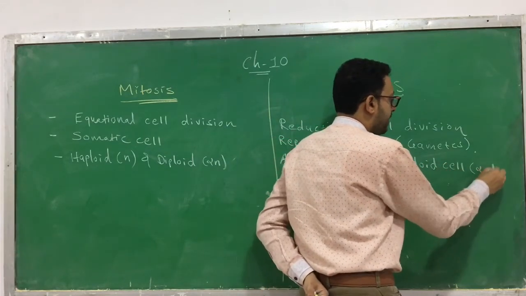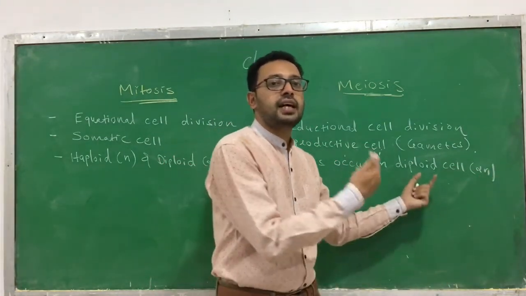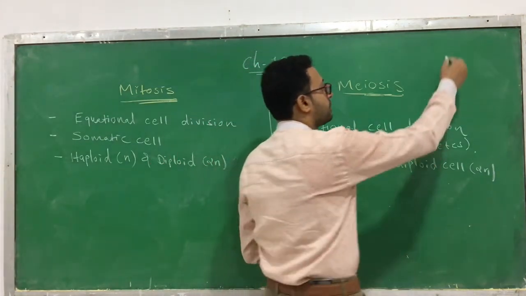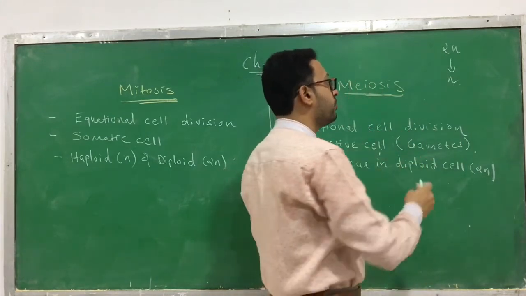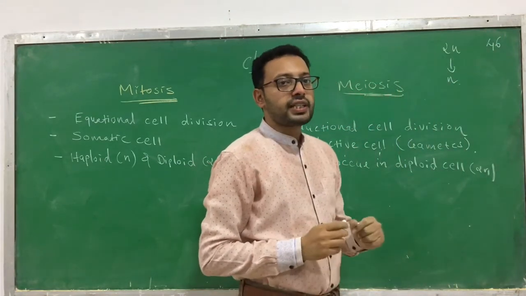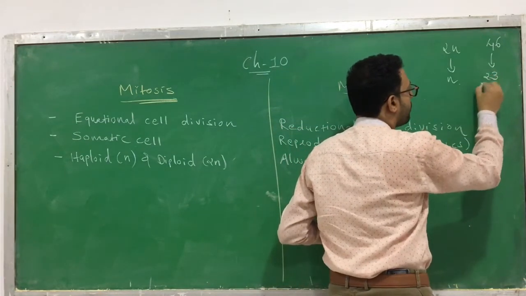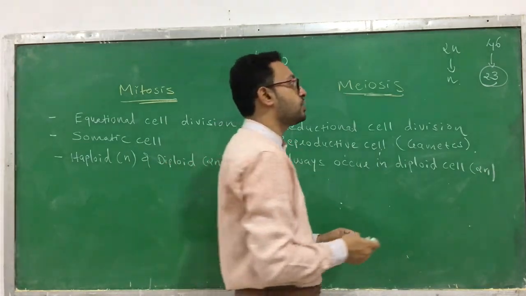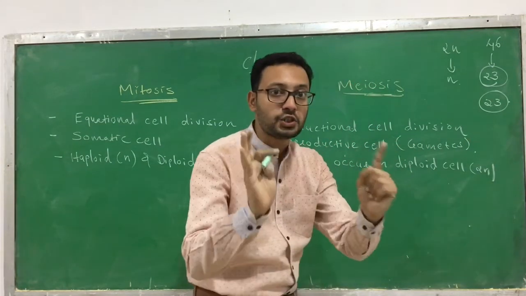Why does it never occur in a haploid cell? Because here the chromosome number gets halved. So in a haploid cell it is not possible. Suppose if it is 2n, it is possible to convert into n. But n by 2 is not possible. I will give you an example. A human being is diploid, so it contains 46 chromosomes. Here you know that the chromosome number gets halved, so it becomes 23. It is possible. But suppose it is haploid, meaning it contains 23 chromosomes instead of 46. Assume a condition.